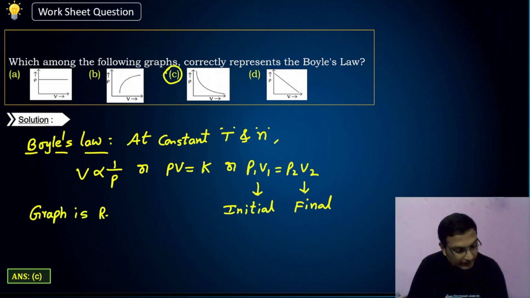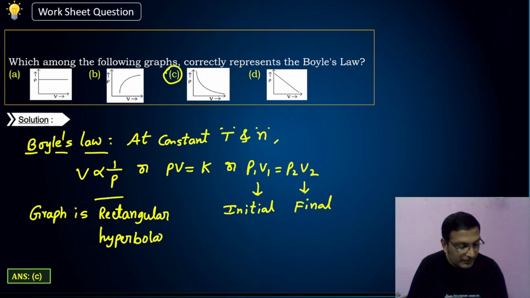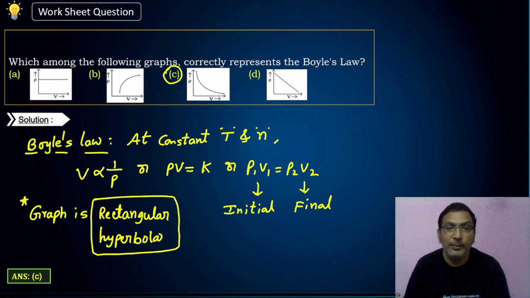Graph C is a rectangular hyperbola. Very, very important. If volume increases, pressure decreases. Option C. Next.